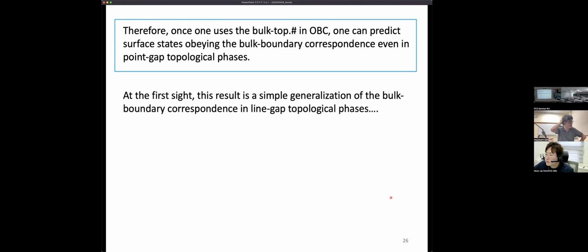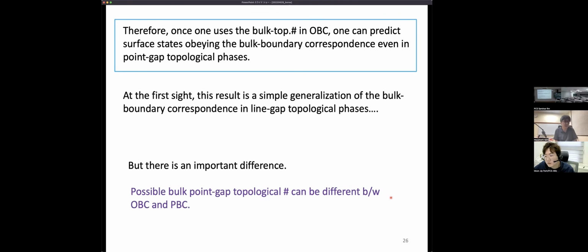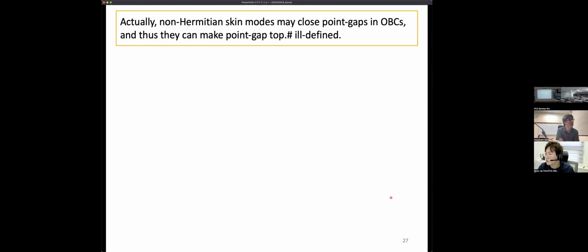So you might think that at first sight, this results in a simple generalization of the bulk-boundary correspondence in line gap topological phases. But actually, this is not true. There is an important difference. We found that the possible bulk point gap topological number can be different between the open boundary condition and the point gap periodic boundary condition. The non-Hermitian skin modes may close the point gap in open boundary conditions, and they can make the point gap topological number ill-defined.